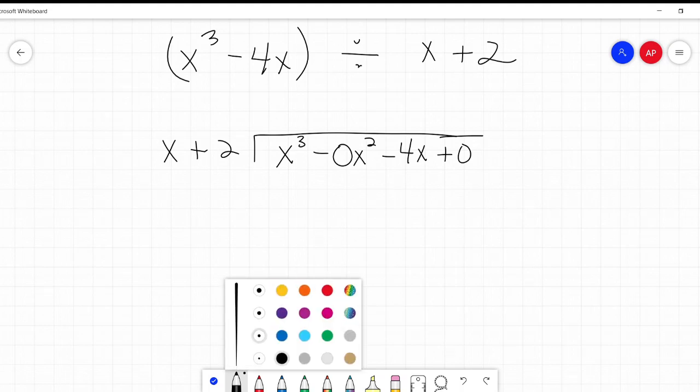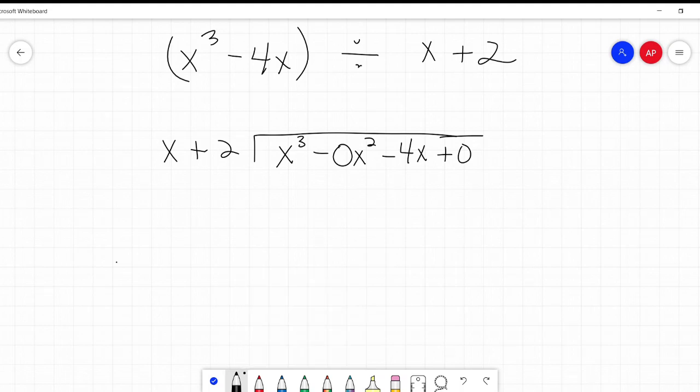So x plus 2 into x cubed minus 0x squared minus 4x plus 0. X times what equals x cubed? X squared. I multiply back by both those things and I subtract. X squared times x is x cubed. X squared times 2 is 2x squared. I subtract all of this.